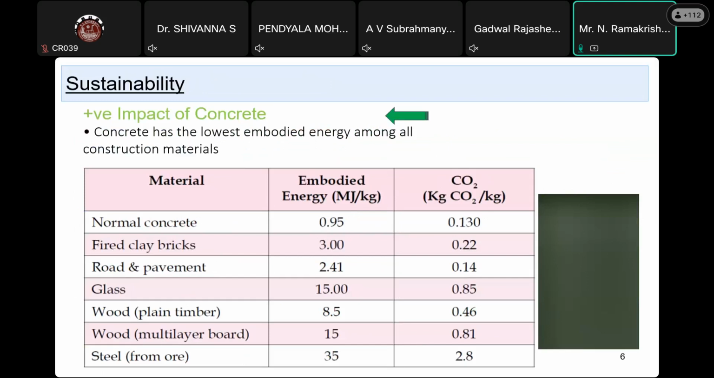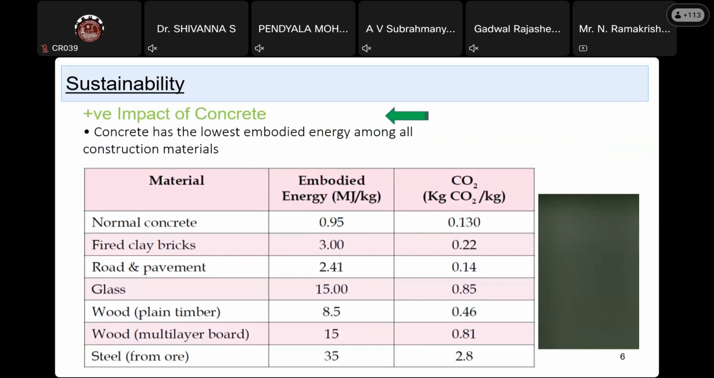As I told you, non-renewable energy per unit weight. Here you are talking about concrete, and it has the least value, 0.95 megajoules per kg. The carbon emission is also least, kg of carbon dioxide per kg of concrete, so 0.13. So you can make the comparisons here. Embedded energy covers extraction, processing, manufacturing, transporting, distributing, assembling, as well as construction.